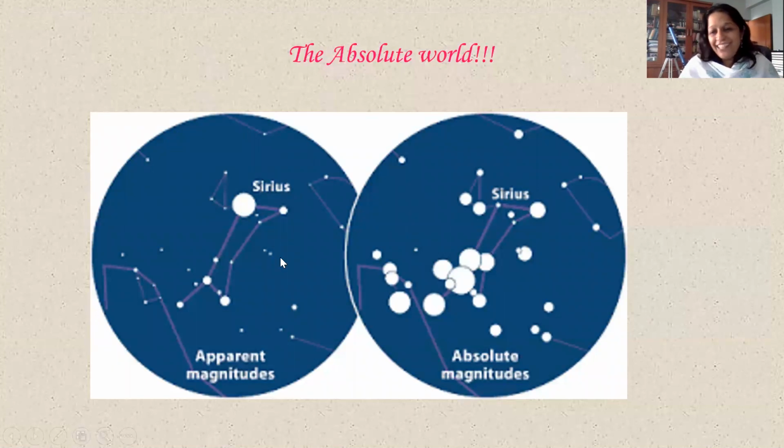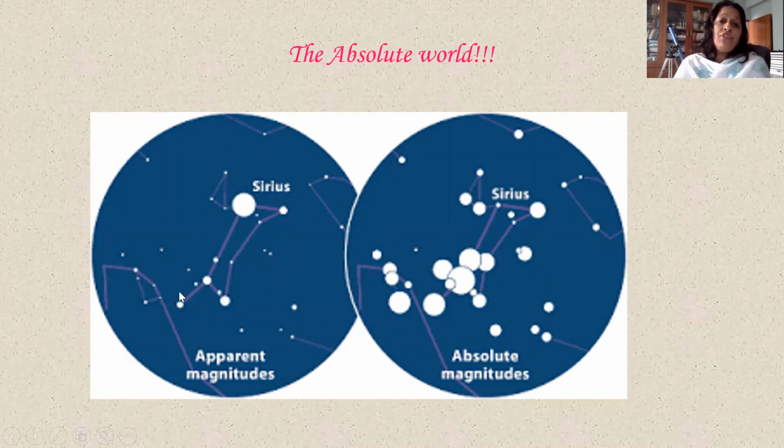Now here is just an interesting example to show you the difference between the absolute and the apparent worlds. I'm sure most of you know how to recognize this star called Sirius, in a constellation called Canis Major, which is a dog. This is supposed to look like a dog. This is the head of the dog. These are the front legs, the back legs, and the tail. And Sirius is the brightest star in the sky after the sun.